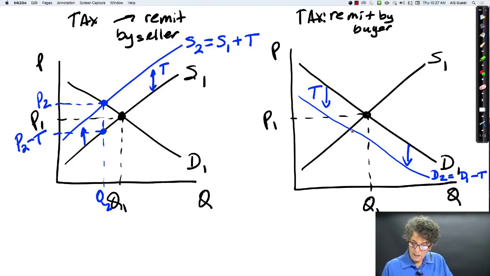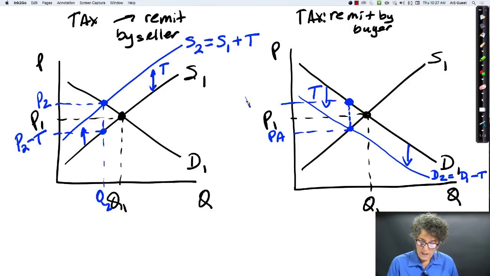The amount that the seller would receive would be the new equilibrium price. I'm going to call it PA because I don't want to use the same terminology I used on the left-hand side. That's the amount that the seller would receive, that amount PA, but then the buyer has to also mail the tax money off to the government, and so for the buyer, the net amount paid by the buyer is the amount PA plus the tax.